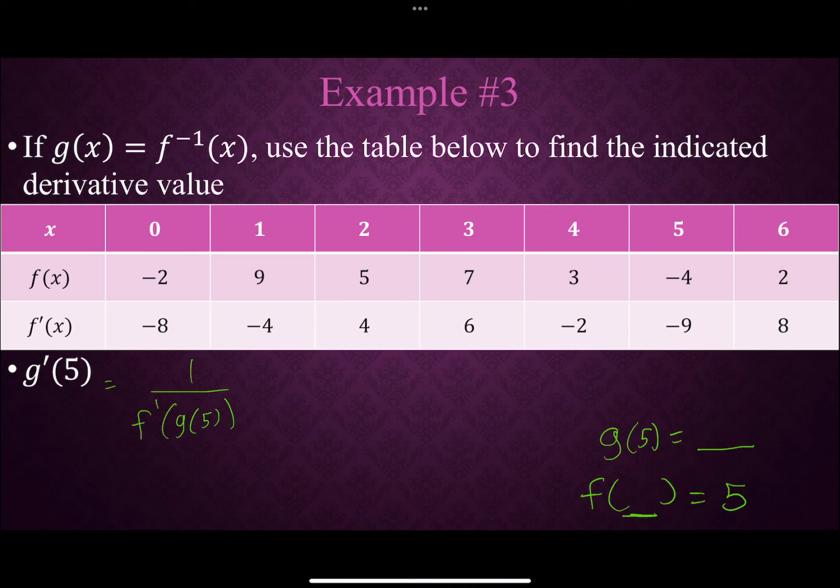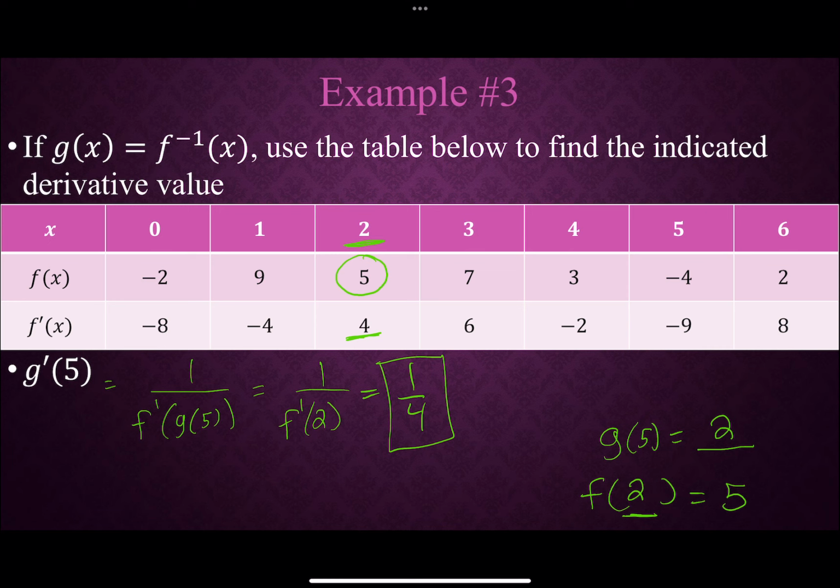Now, with the equations, we looked at an equation, solved it out, and figured out logically what number would fit that scenario. With a table, we don't need to do that. We just need to find the appropriate location on the table. Where is f equal to 5 on the table? That's right here at x equals 2. So f of 2 is equal to 5, which means g of 5 is equal to 2 because, again, the x and y's switch. So we get 1 over f prime at 2, and f prime at 2 is 4, so our final answer is 1/4. And that's really how simple the table is going to work.